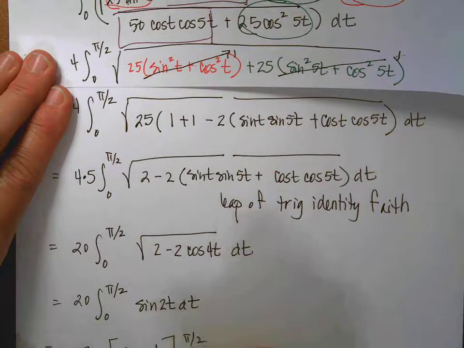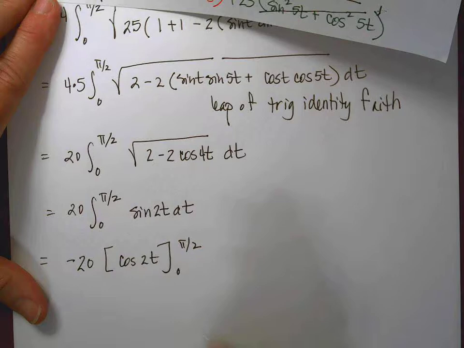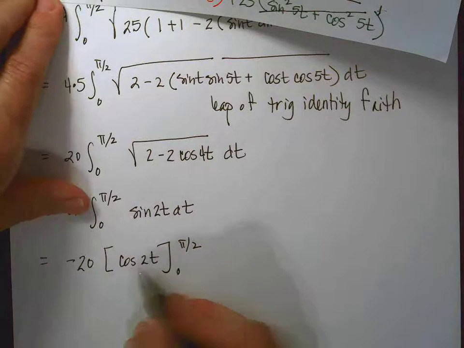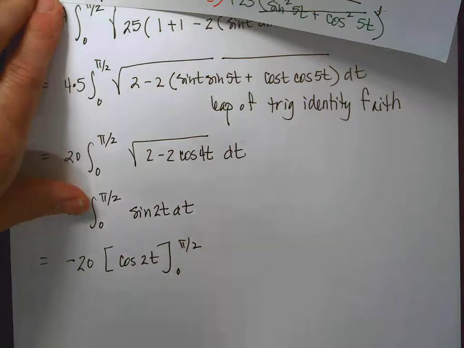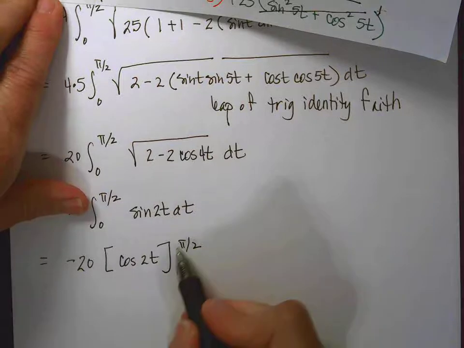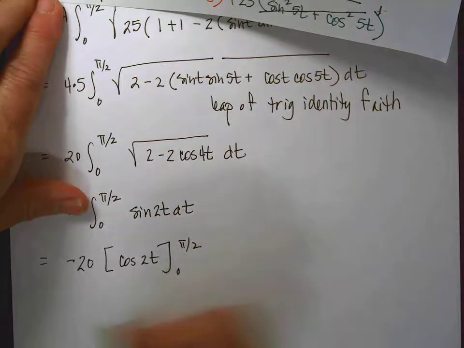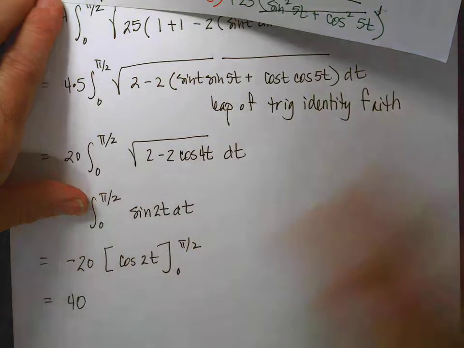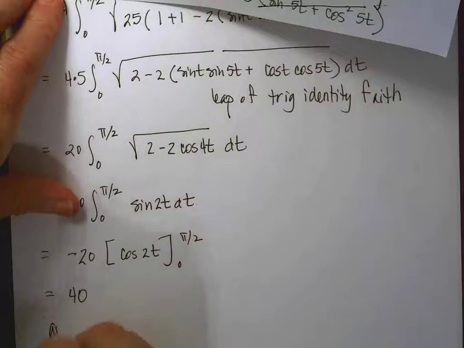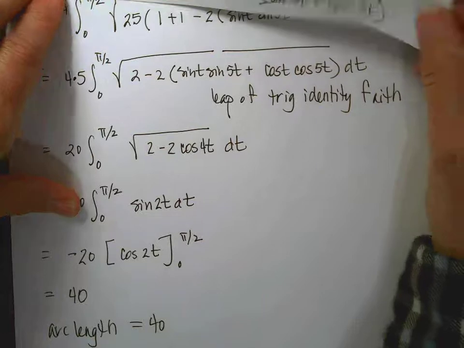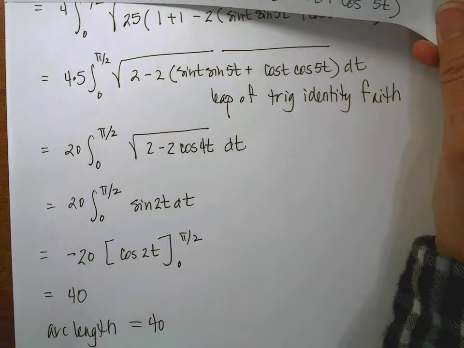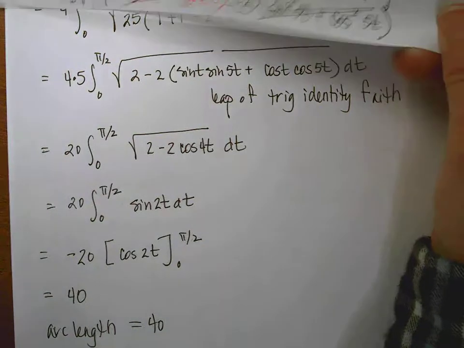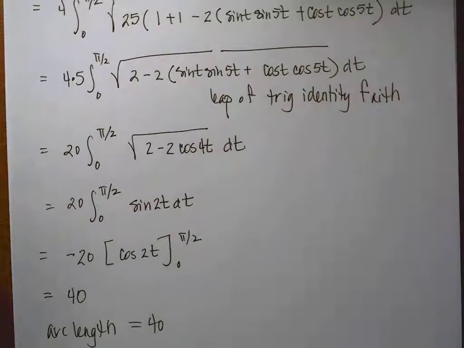So then this is a negative 20, and I'm going to have cosine of 2t evaluated from 0 to pi over 2. And we're almost done. The cosine of pi over 2 is 1. Or sorry, the cosine of pi, because the pi over 2's are going to cancel, is a negative 1. So this becomes 40, and there is your arc length. Holy cow. So my arc length is 40. That's amazing. So that was some entertaining math.